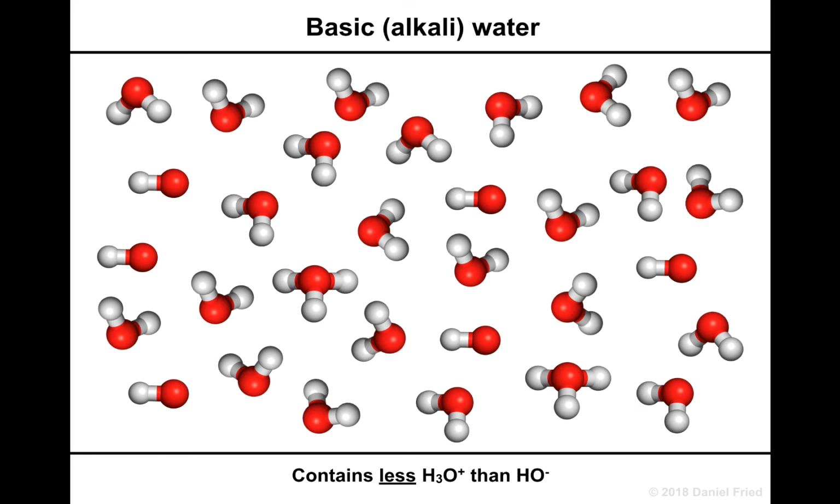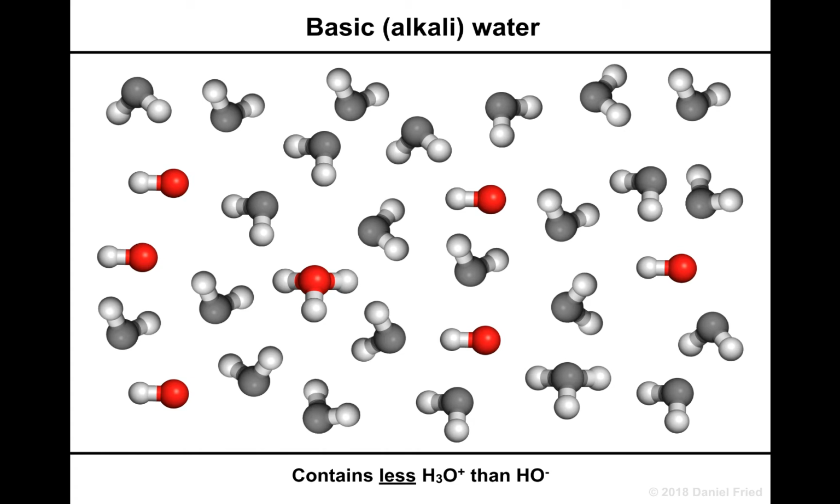So what does that mean basic water is? Basic or alkali water. Again, mostly water, but what do we see a bunch of in here? We see a bunch of OH minuses. We see a bunch of hydroxides, a little bit of hydroniums. We see one of them here I drew, but mostly the ion that we see are the hydroxides. This is what basic water is.